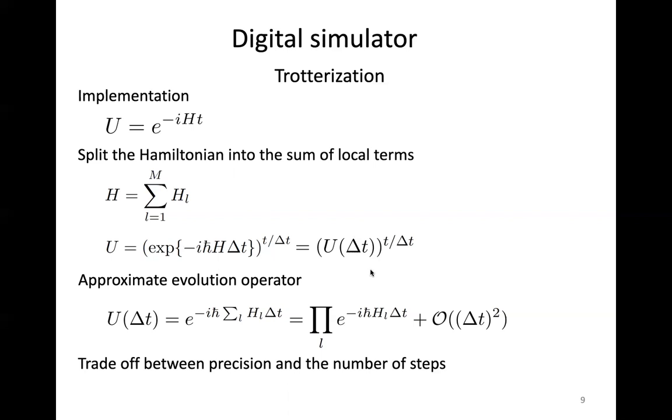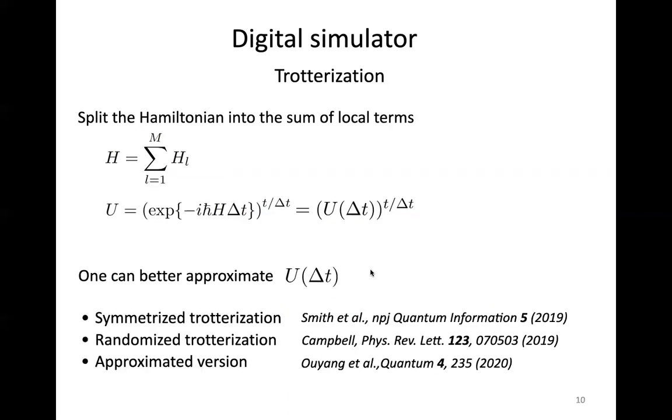And there are better ways to do this trotterization, or not better, but other ways which could get some better results, like, for example, a symmetrized version of trotterization, or randomized trotterization, when one makes random sequences of these exponents of H_L. There are also some approximate versions, but still this trade-off remains.